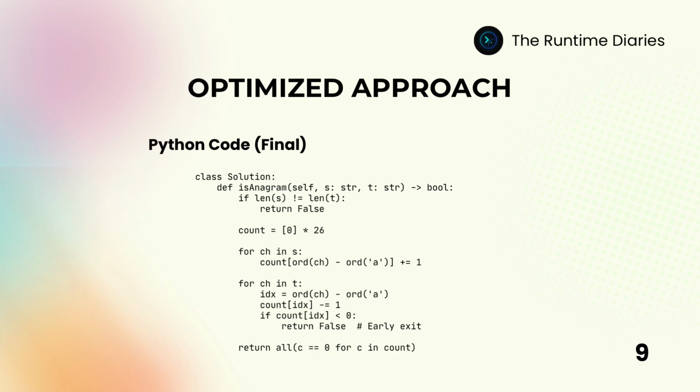Here's the full Python solution. We start with an early exit on length mismatch. We create a counting array of size 26. For each character in S, we increment the corresponding index in the count array. For each character in T, we decrement the corresponding index. If any count goes negative, we return false immediately as an early exit. Finally, we check if any values in the count array are non-zero. If they are not, we return true. This is the most optimized form of the problem, and the pattern shows up everywhere later.